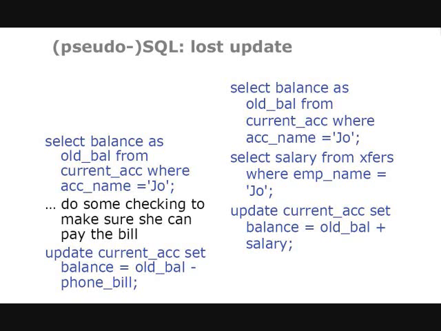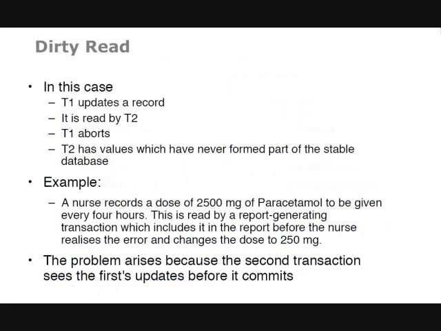So we want to avoid that problem. Another problem that might occur when we have concurrent execution is called the dirty read problem. This happens where we have two transactions executing concurrently. T1 updates a record, and the second transaction reads that record. So it takes the value that T1 has just updated.